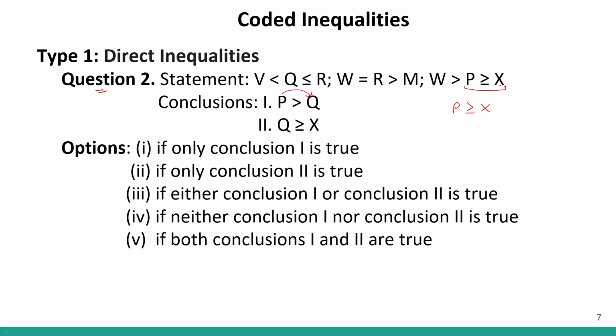Correct? Now, do we see any relationship of X anywhere? No. If I cannot find a bigger element than X, then I cannot establish the relationship between P and Q, because we do not have any more links to follow. There is no relationship of X given in any of the statements. So I can say this one is false, correct?